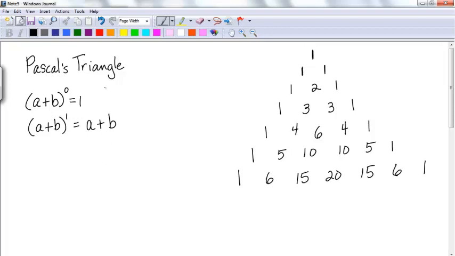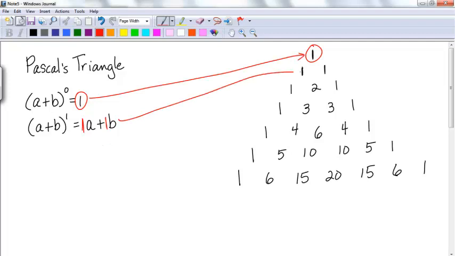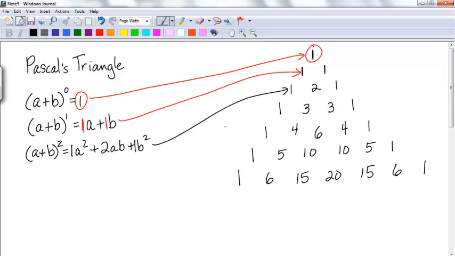Okay? Look at the coefficients in front. Coefficients 1, 1. Here's the first one. Here's the second row. Coefficients are 1, 1. If I say a plus b to the second power is a squared plus 2ab plus b squared, the coefficients are 1, 2, 1. Okay, that's the third row.